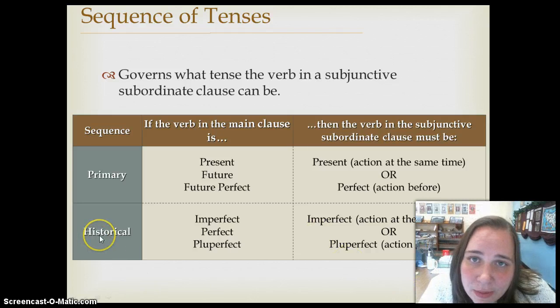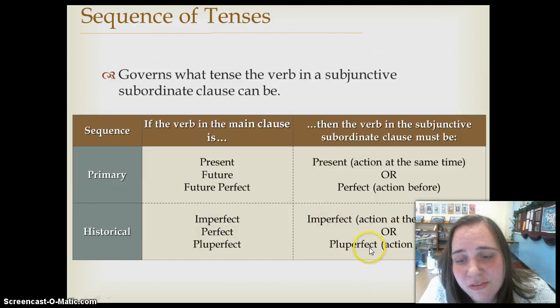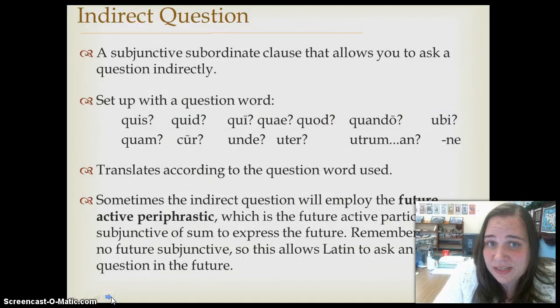In historical sequence, if you want to show that the action in the subjunctive subordinate clause happened at the same time as the action of the main clause, you use an imperfect subjunctive. And if you want to show that it happened before, you use a pluperfect subjunctive. Okay? All right, that is the sequence of tenses.